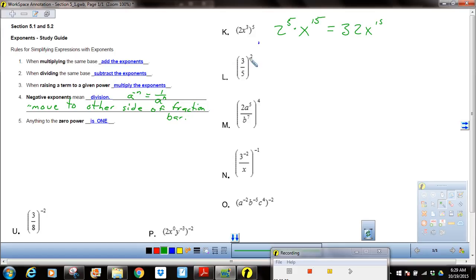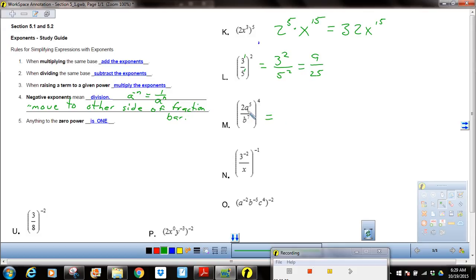3/5 to the second power I can do as 3 to the second over 5 to the second, because this is 3 to the first and 5 to the first. And then that will simplify down to 9 over 25.